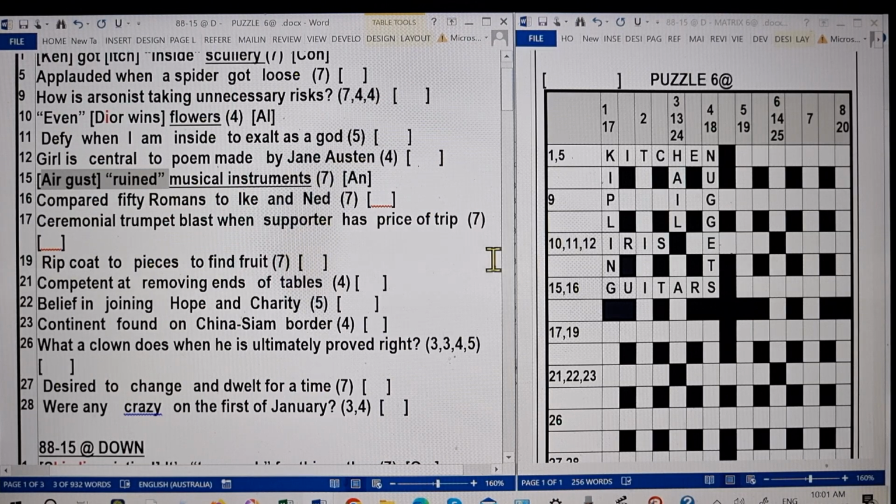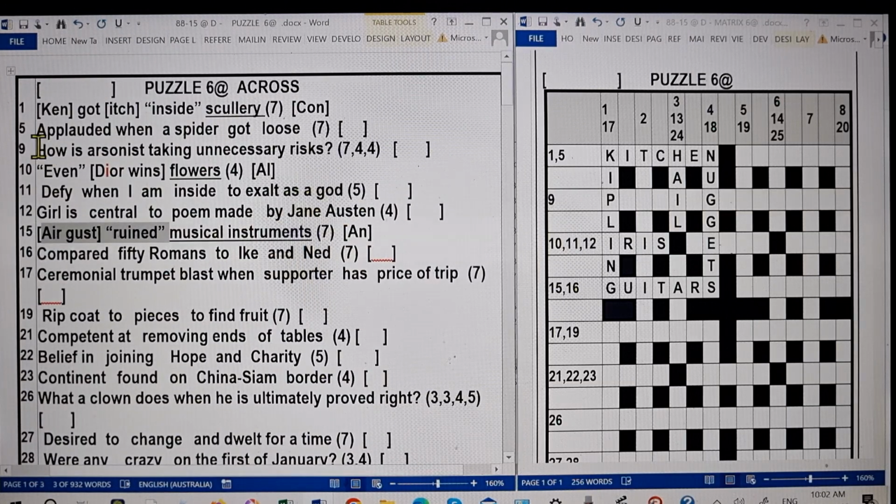All right. So that's 15. Where do we go now? What would you like to do now? Well, do you want to have a go at 9 across? 9 across looks pretty long, but we do have 3 letters. If we can't get it, we'll come back after doing a few more. 9 across. Here we go.